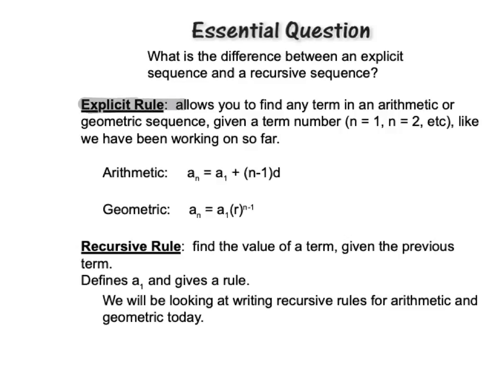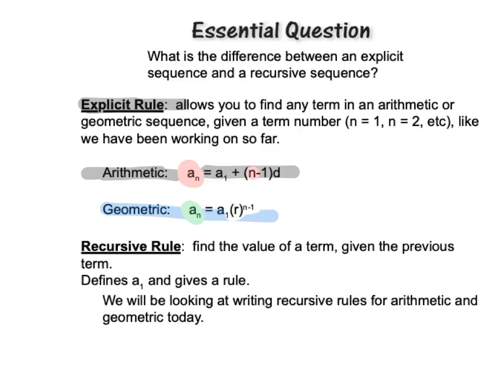So the explicit rules were what we talked about, where we had an arithmetic sequence and we had a sub n equals a sub 1 plus n minus 1 times d. And remembering that we would always have an a sub n and an n in our final answer. And then we also talked about geometric, where you have a sub n equals a sub 1 times r to the n minus 1. And you would always have an a sub n and an n in your answer.